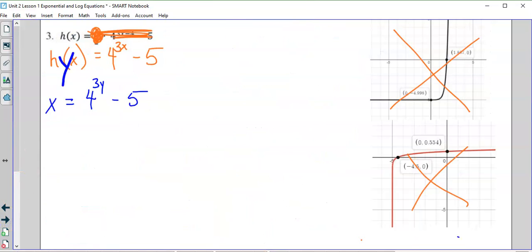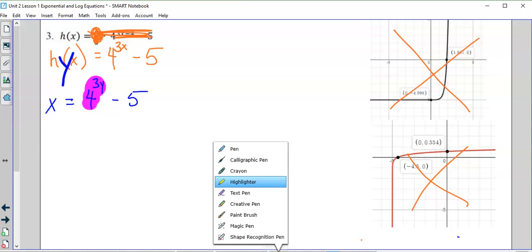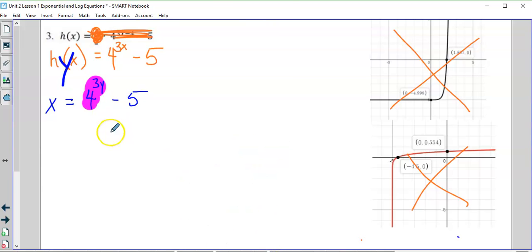Isolate the part with the y. So I need to isolate this right here. Well, then what I need to do is get rid of the minus 5. To get rid of minus 5, I'm going to add 5 to both sides. So x plus 5 equals 4 to the 3y, because that gets rid of that right there.